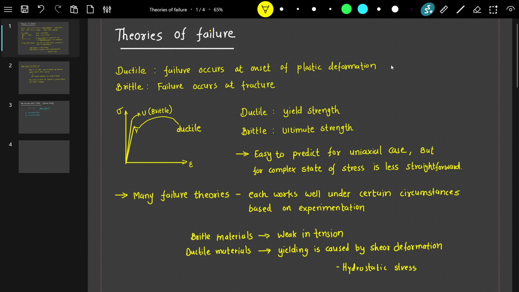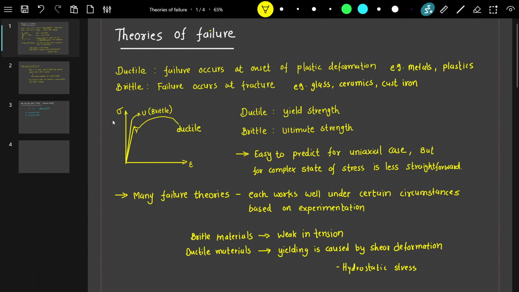The examples of ductile materials are most of the metals and plastics, and brittle materials examples are glass and ceramics and also cast iron. Though cast iron shows some negligible plastic deformation, from a designer's point of view, we can consider cast iron as a brittle material.